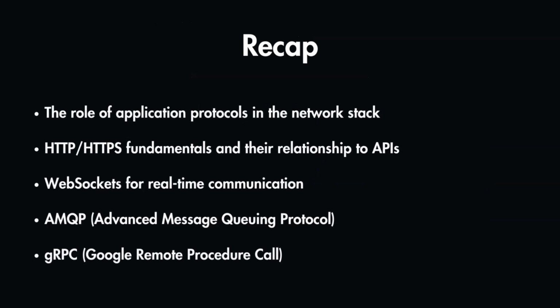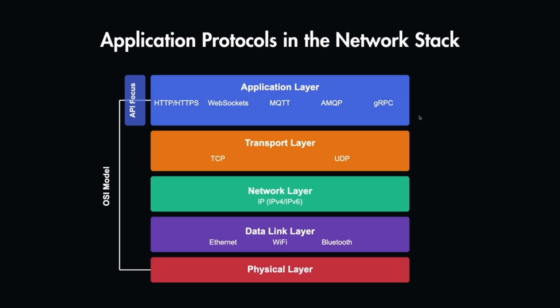So to recap, we have explored the role of application protocols in the network stack, HTTP and HTTPS, which are the most fundamental types of protocols, WebSockets for real-time communication, AMQP, which stands for Advanced Message Queuing Protocol, which allows us to have asynchronous communication and adding message queues between the consumer and producer, and also gRPC, which stands for Google Remote Procedure Call. And the main advantage of this is that it's a high-performance RPC framework, which uses HTTP2 for transport. So we discussed the application layer, which includes these protocols that we usually use for building APIs.